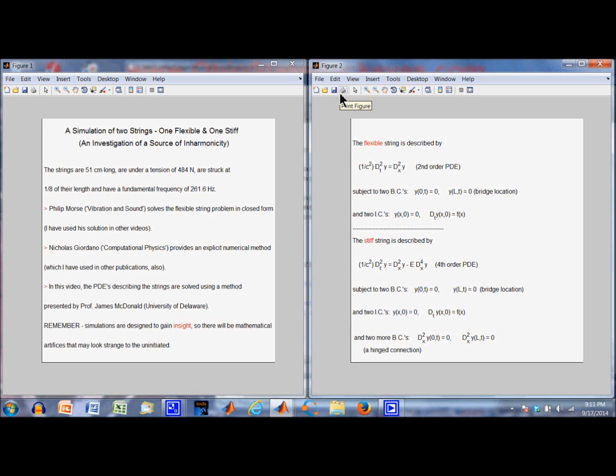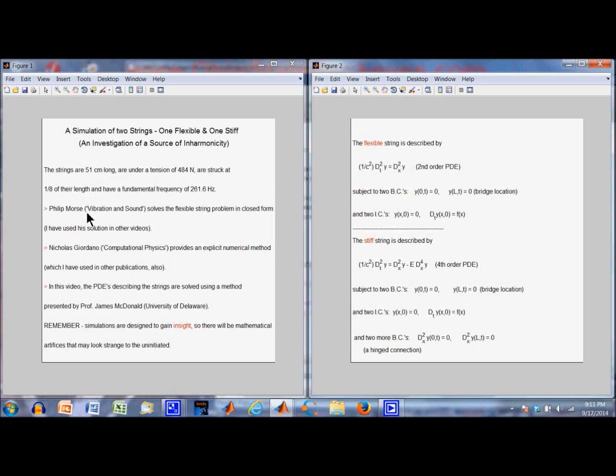Hello, we're going to investigate a source of inharmonicity in the piano by simulating two strings, one flexible and one stiff. These strings are designed to mimic the behavior of a C4 key on a piano. And here are the dimensions and the parameters.